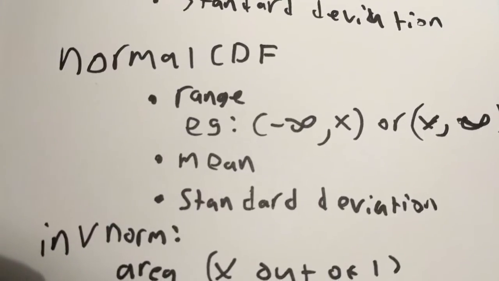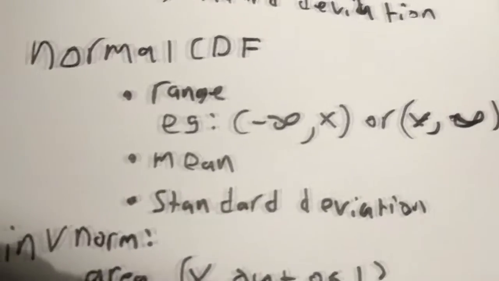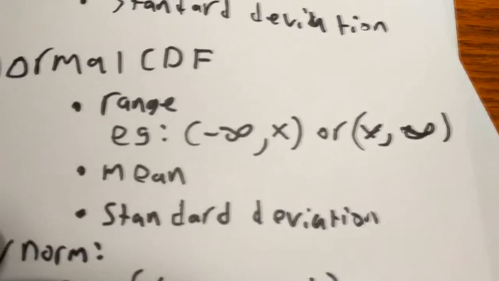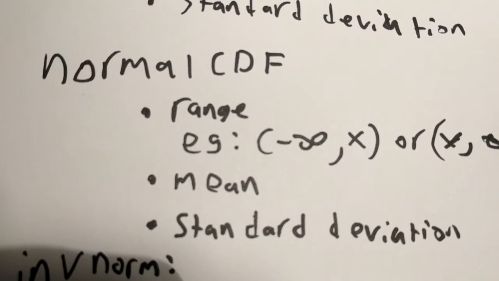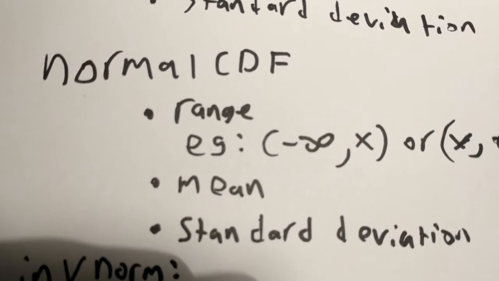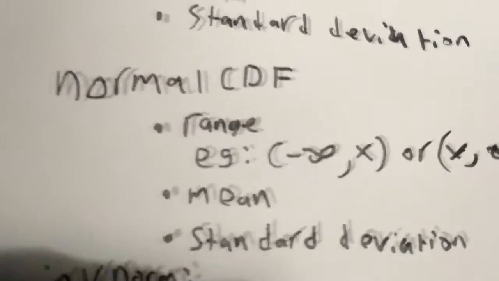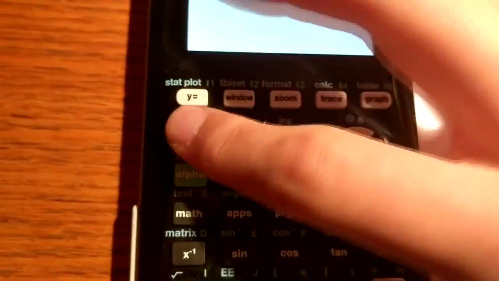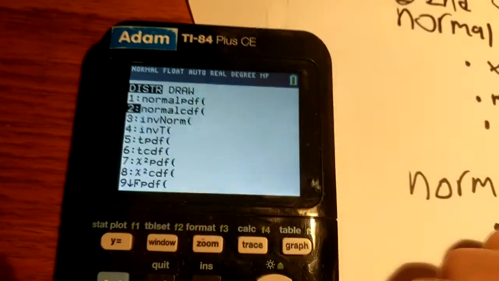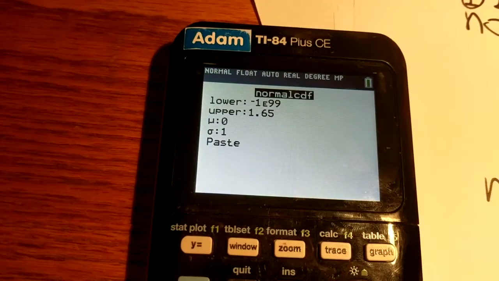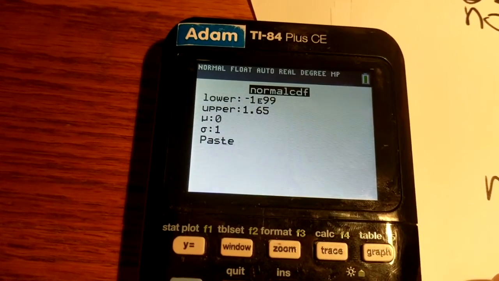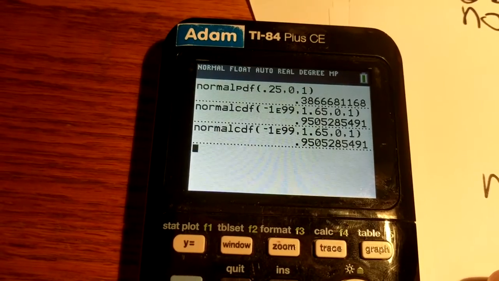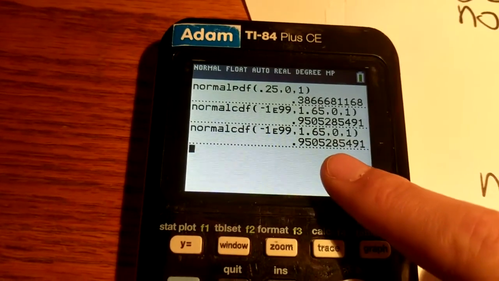Normal CDF is for a range from, say, negative infinity to x or x to infinity. So if you calculate a z-score and you want to find the probability of something up to that z-score occurring or past that z-score occurring, you would use this. To do that, you push second, distribution, normal CDF, and find the probability of something occurring up to 1.65. For a standard normal distribution curve, you just paste that, press enter, and that probability is 0.95.